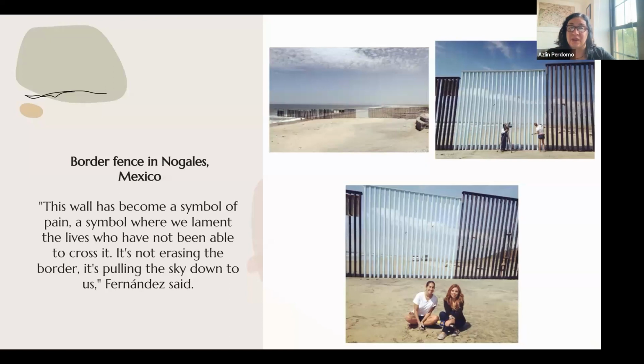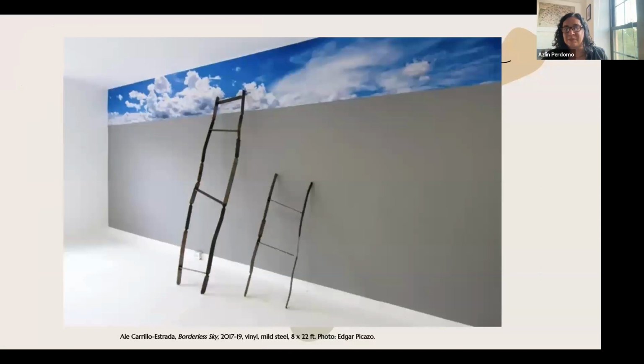Here we have other images about this work, and it is very interesting how from far away you can actually feel that the border is open or it has been erased. And I think it is very powerful. So she says, this wall has become a symbol of pain, a symbol where we lament the lives of those who have not been able to cross it. It's not erasing the border, it's pulling the sky down to us. And that also has a lot of connotations, especially when we think about how religious the Mexican people are.